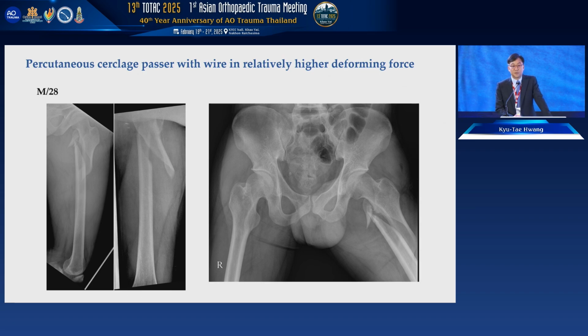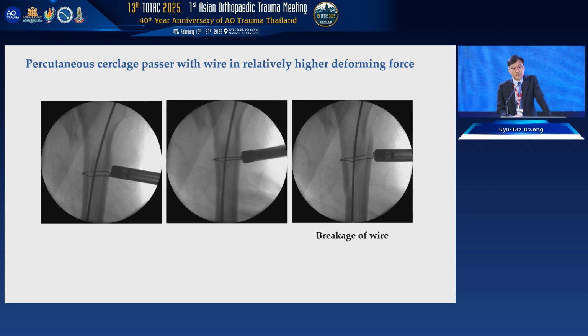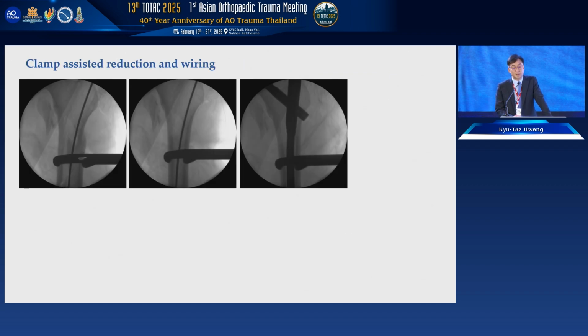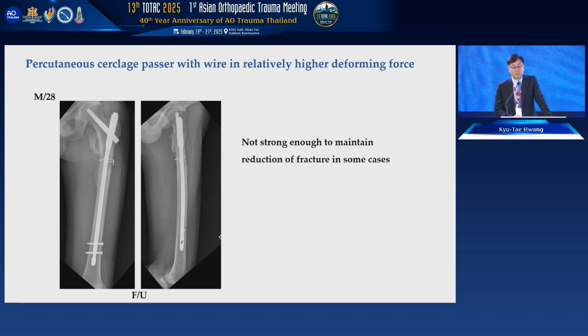Another relatively higher deformity force case in the proximal fragment. This image is from the C-arm. It seems to achieve good alignment after wiring, but during the last tightening, the wire was broken. At the time, it took a lot of power to reduce the fracture site. So I changed the reduction technique to clamp-on-shaft reduction, and I did the fixation and wiring again. This is a post-op radiograph, but through this case, I think the 1.5 millimeter stainless steel wire is not strong enough to maintain reduction of the fracture site in some cases.